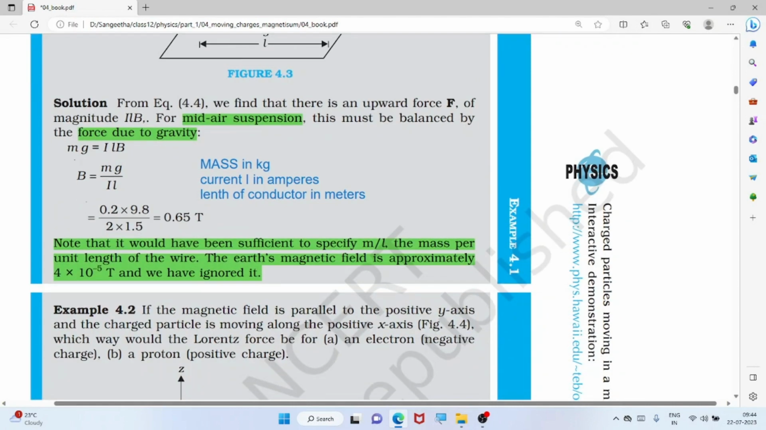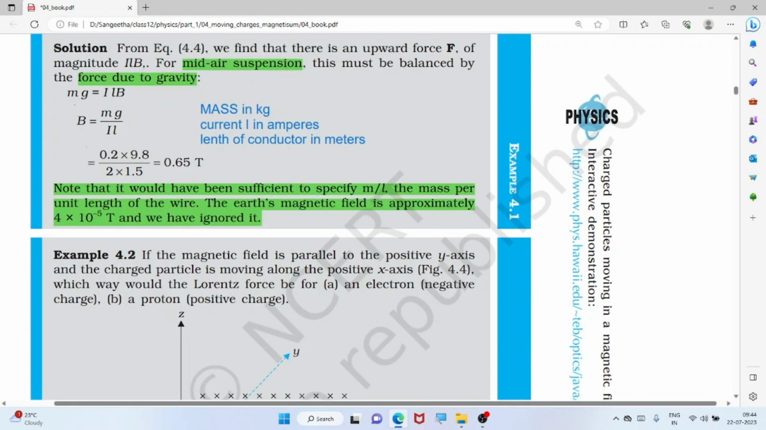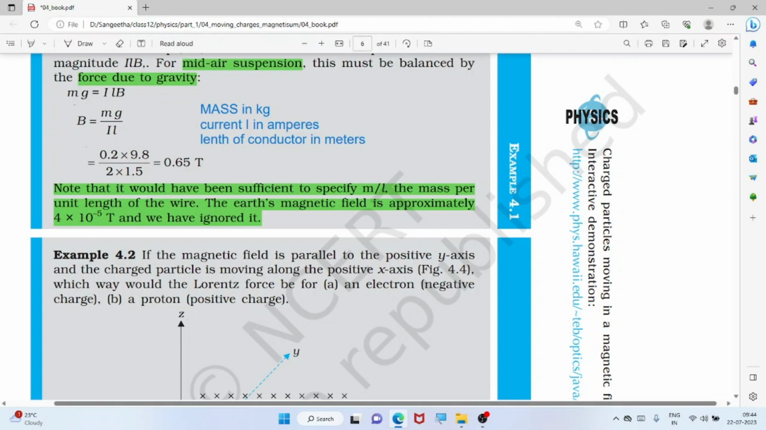See here, force mg, mass in kilograms, current in amperes, and the length of the conductor in meters. Note that it is sufficient to specify the mass per unit length. They have given the mass per unit length, m by l, and using m by l we can find B. That is what they have given. The entire magnetic field is approximately this. Earth's magnetic field is ignored.